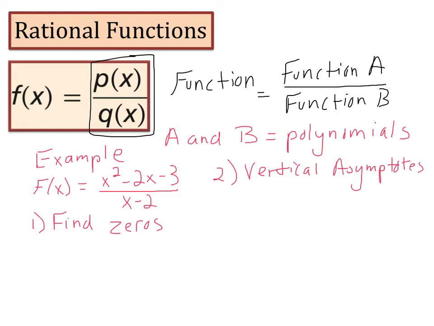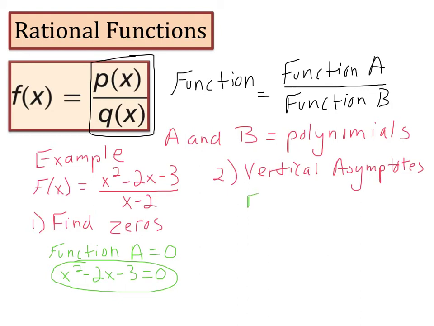To find the zeros, all we have to do is take the top function, so we'll call it function A, and equal it to 0. So for example here, we would do x squared minus 2x minus 3 equals 0, and we'd solve for that. Now to find the vertical asymptote, we just take the bottom function, here we called it function B, and equal that to 0. So here we do x minus 2 equals 0, and we'd solve for that. Now we're going to do this problem, but I wanted to show you the theory first before we apply it.